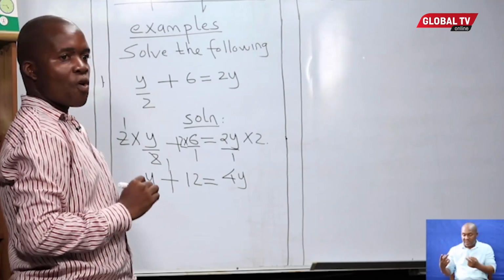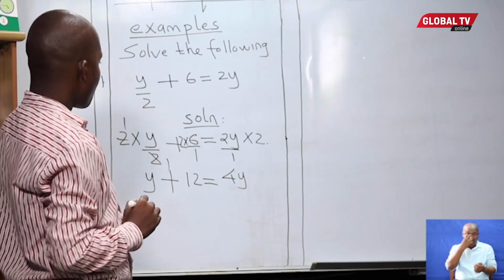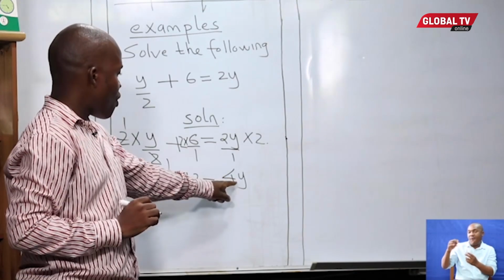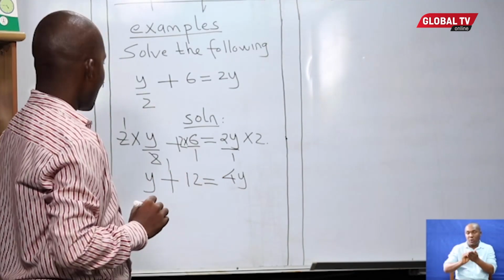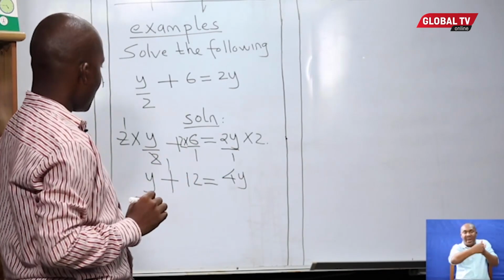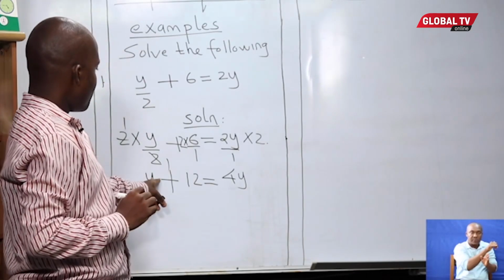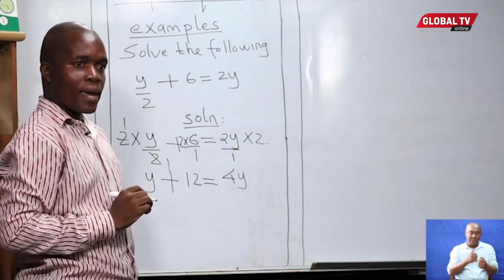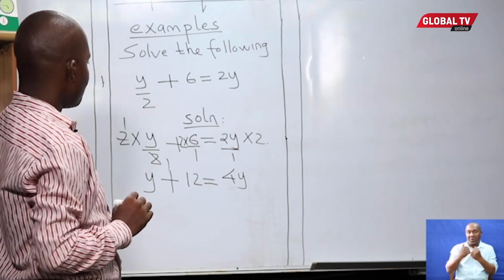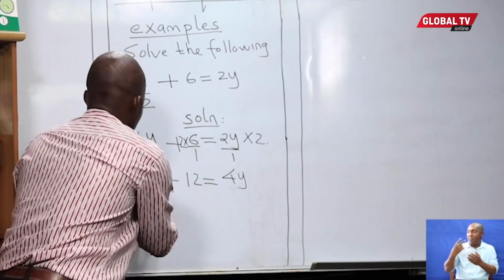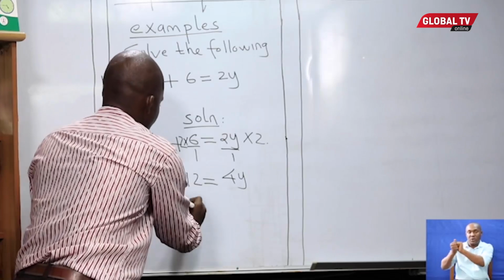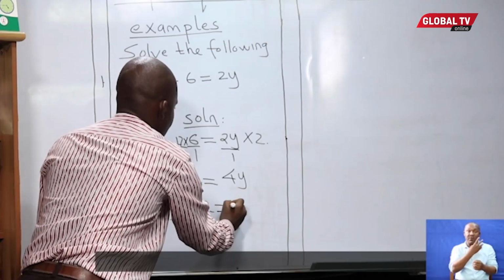Now, our question is y plus 12 equals 4y. Remember, we are finding the value of y. From here, we can collect like terms together. y and 4y are like terms. Therefore, we can minus y on this side and minus y on the other side. Why? Because y minus y gets 0. Let's minus y both sides. Here it will be y minus y to get 0, plus 12. The other side is 4y.